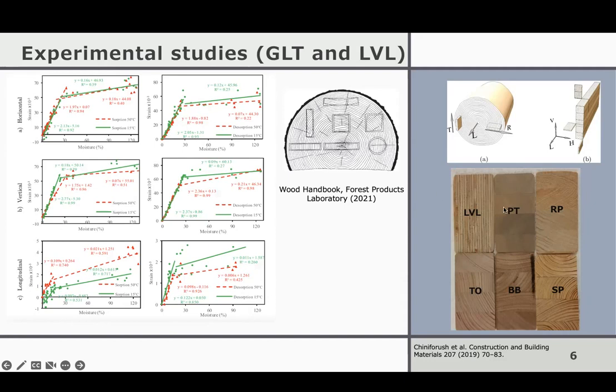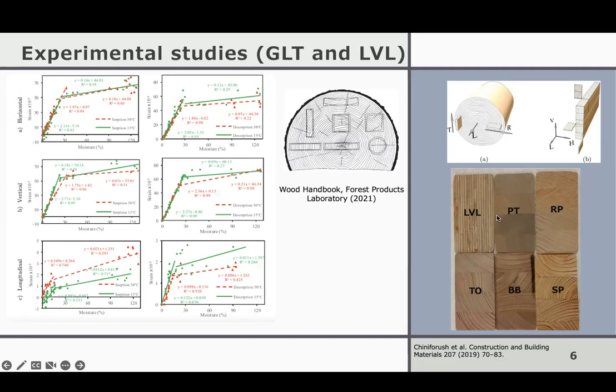Or if you glue different pieces together, they kind of average out. So it is known in industry that glue-laminated timber or LVL is more dimensionally stable. So we wanted to quantify that. So here on the left, you see the change in the strain versus moisture changes for horizontal, vertical, and longitudinal direction.